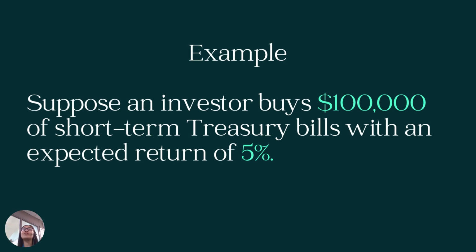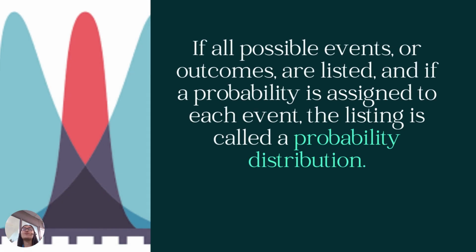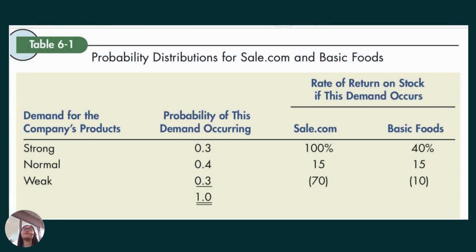So in every investment, there is always a risk. Therefore, there is what we call a probability distribution. What is a probability distribution? If all possible events or outcomes are listed, and if a probability is assigned to each event, the listing is called a probability distribution. For example, a weather forecast might state there is a 40% chance of rain today and a 60% chance that it will not rain. So keep in mind that the probabilities must sum to 1.0 or 100%.